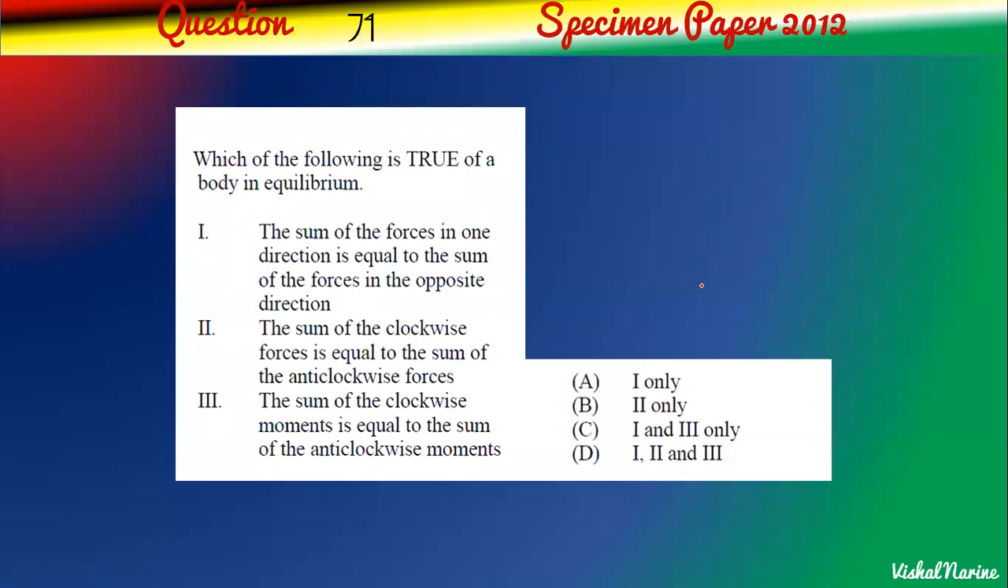All right, so let's go through the responses. The sum of the forces in one direction is equal to the sum of the forces in opposite direction. This is true. The sum of the clockwise forces is equal to the sum of the anti-clockwise forces. This is not true. The sum of the clockwise moments is equal to the sum of the anti-clockwise moments. This is correct. So it is 1 and 3 only. So indeed it is C.